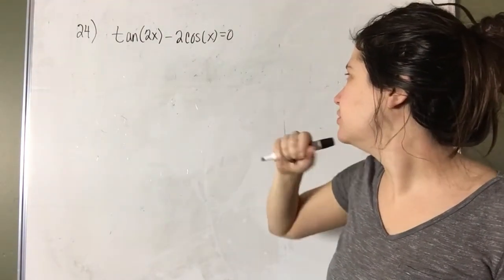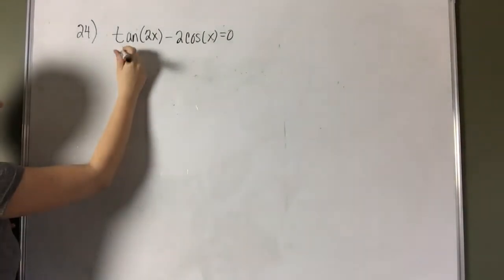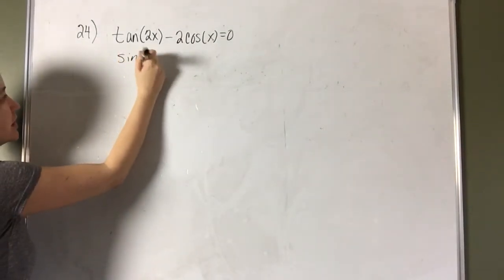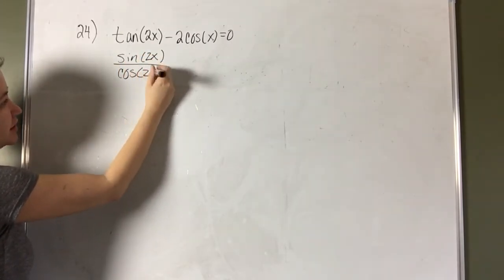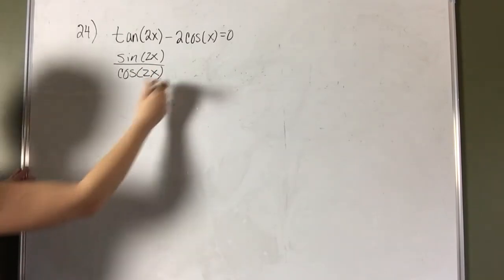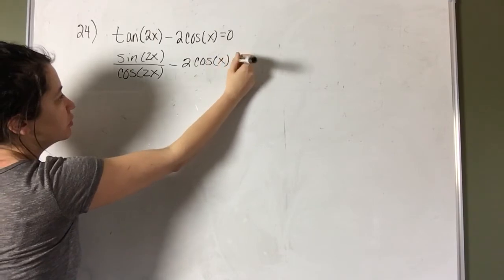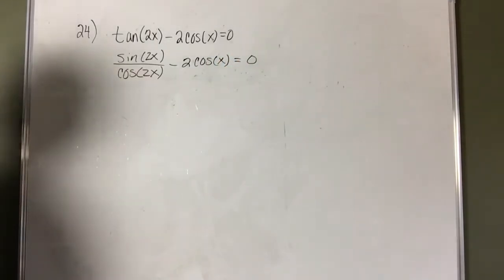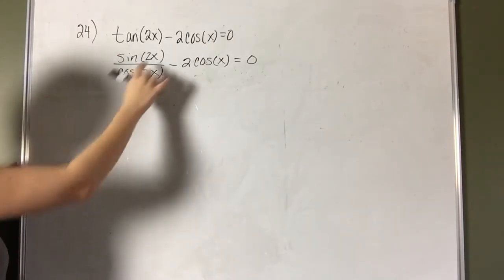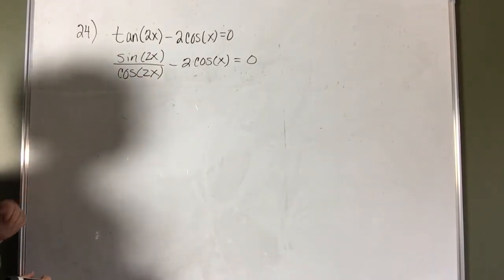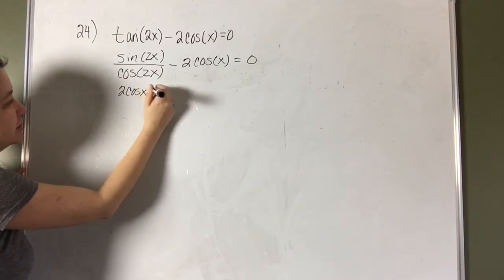First thing you want to do is rewrite tangent of 2x as sine of 2x over cosine of 2x, right, because tangent is sine divided by cosine. Then after that, you can use the double angle formulas for sine and cosine. So sine 2x is 2 cos x sine x.